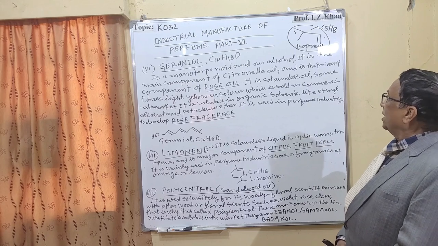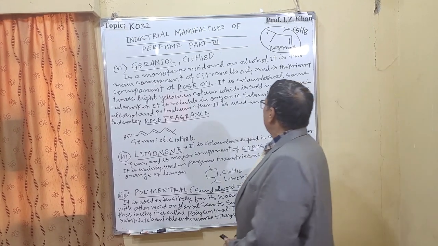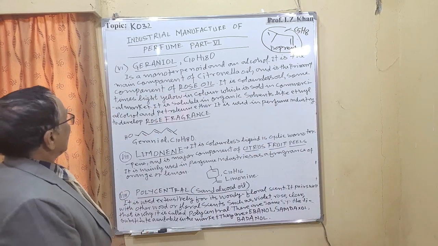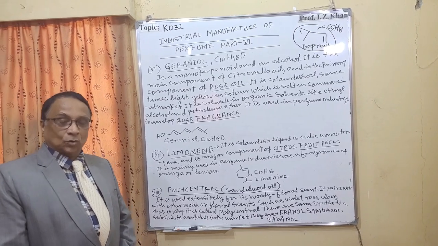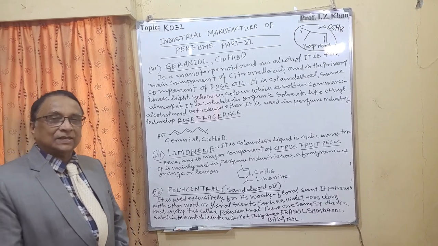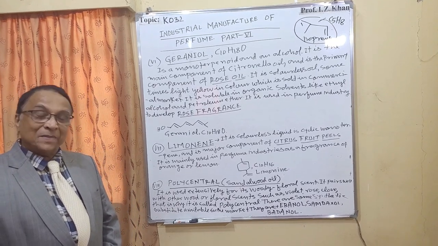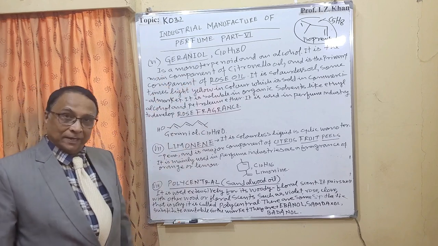and an alcohol. It is the main component of citronellol, and is the primary component of rose oil. So rose essential oil is a very costly perfume compound, and the main component in rose oil is your geraniol terpene.